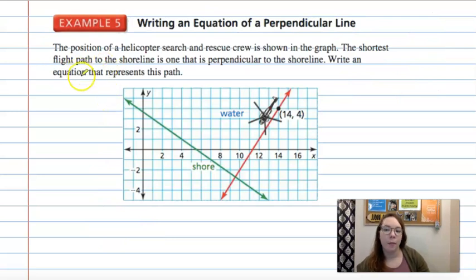All right, last problem for today's notes. It says the position of a helicopter search and rescue crew is shown in the graph. The shortest flight path to the shoreline is one that is perpendicular to the shoreline. Write an equation that represents its path. So we're talking about this helicopter here. We want the equation of this line.